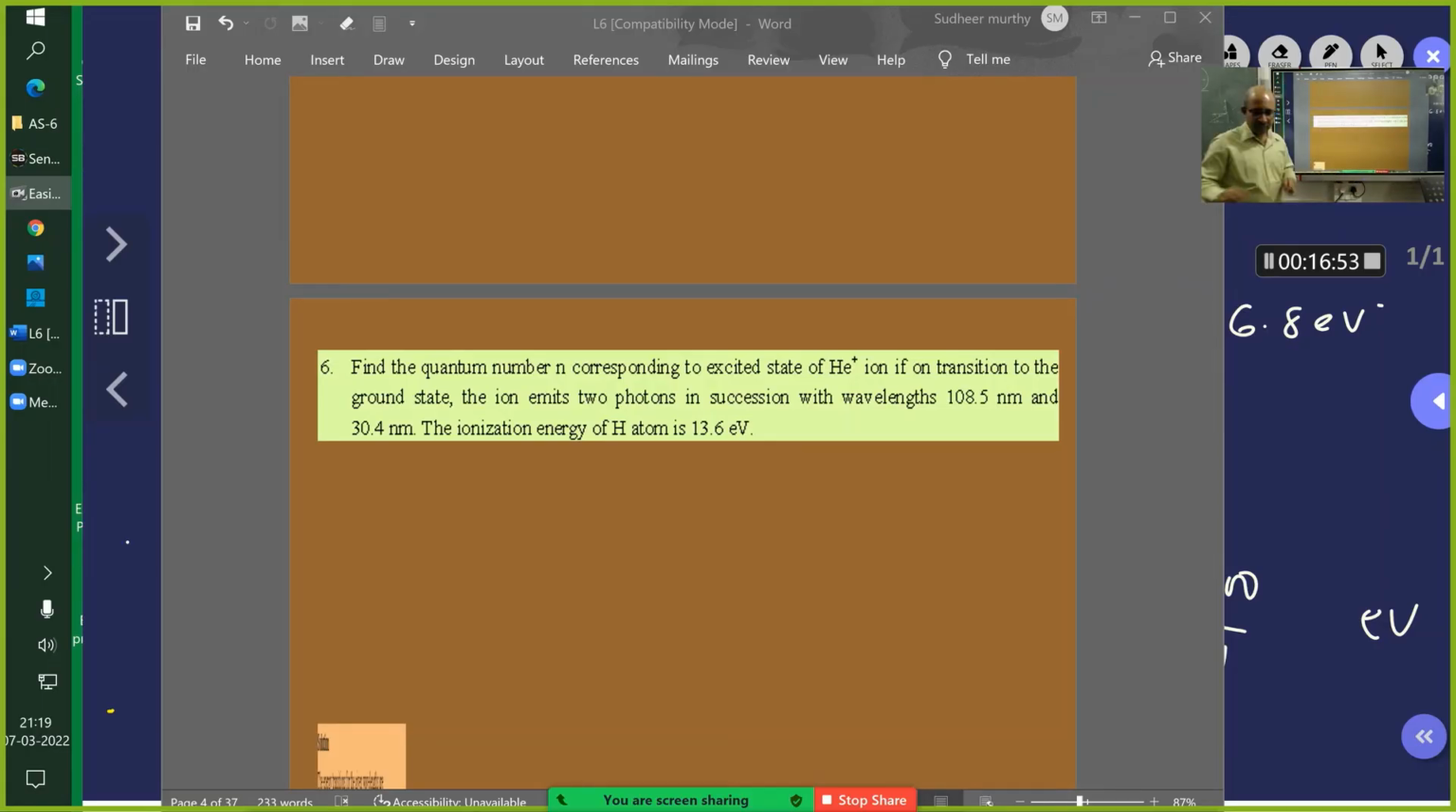Okay, now try to solve this problem. Find the quantum number n corresponding to the excited state of the helium plus ion, if on transition to the ground state the ion emits 2 photons in succession with wavelengths 108.5 nanometers and 30.4 nanometers. The ionization energy is given.